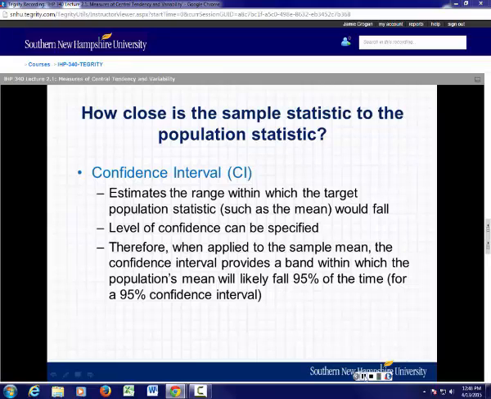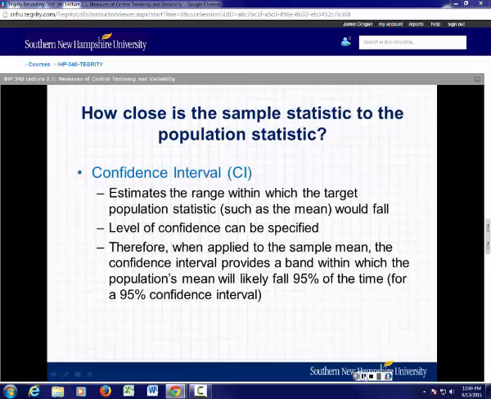The last measure of variability that I want to talk about is something called the confidence interval. It's a little bit of a different concept than what we already talked about, but it's important to talk about because a confidence interval is reported quite often in the literature. Whereas the measures of variability we talked about before, the range and standard deviation, they relate to the sample.